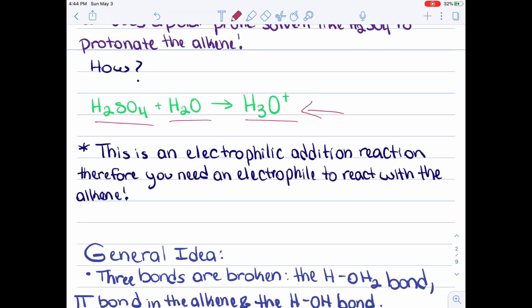As with all alkene reactions, they only react with electrophiles. If there's no electrophile present, no reaction will occur.